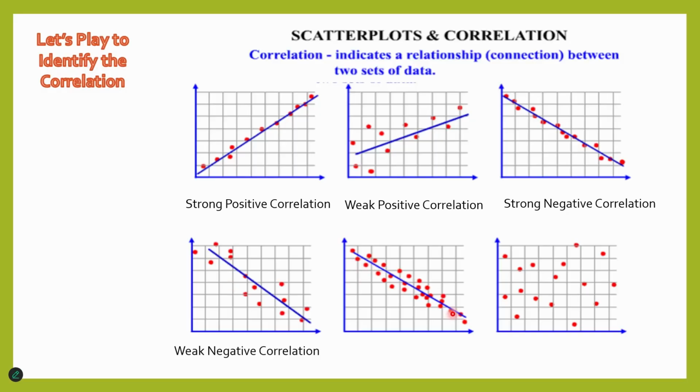This is negative. Is this strong, weak, or moderate? Moderate, correct. Yeah, only 2 points are touching the line. Other points are away from that line, but not too far like this, right? So we say that as moderate. How about this one? No correlation. Perfect.